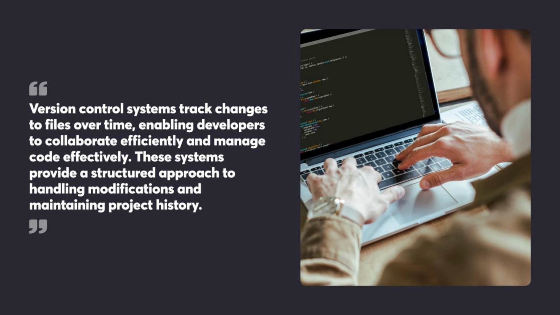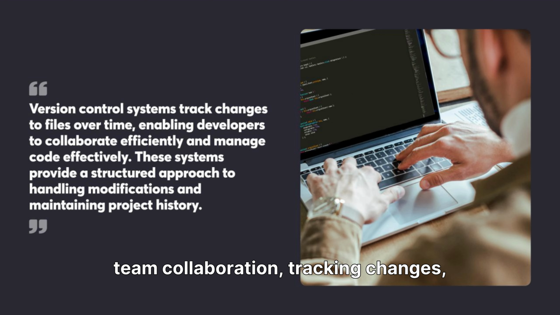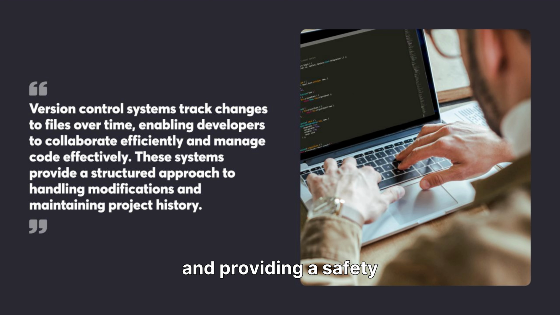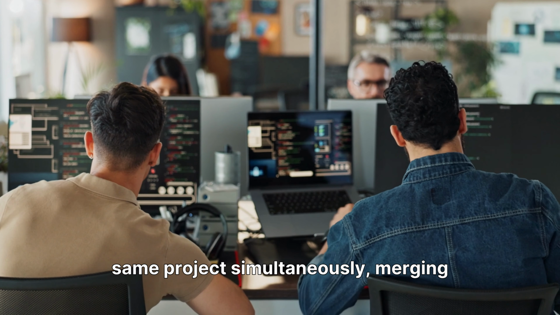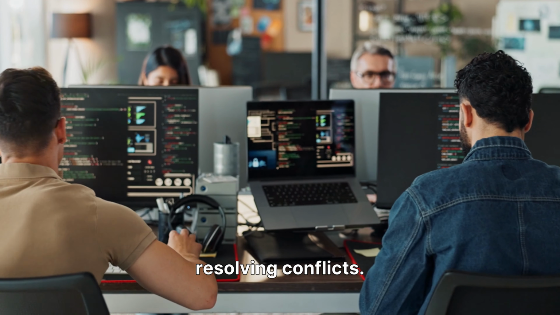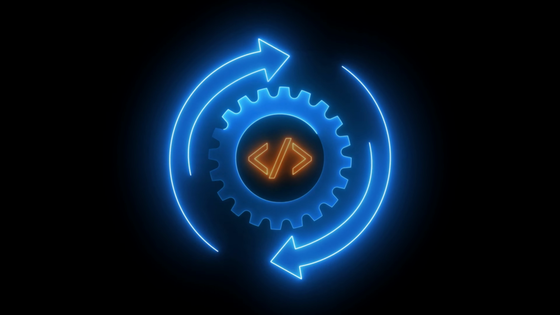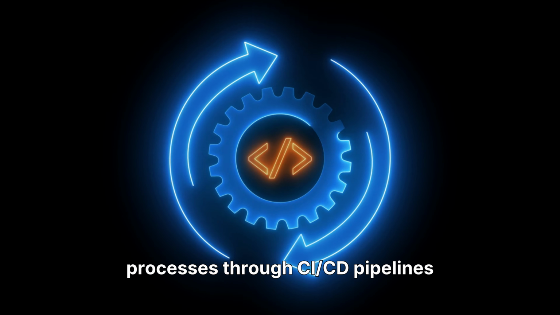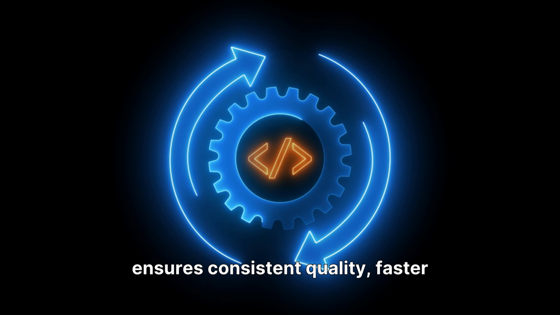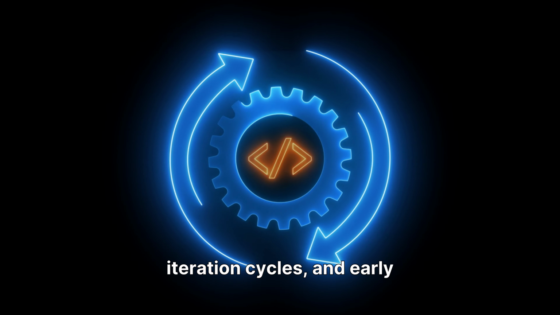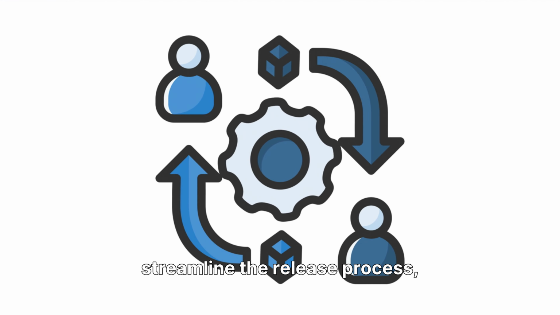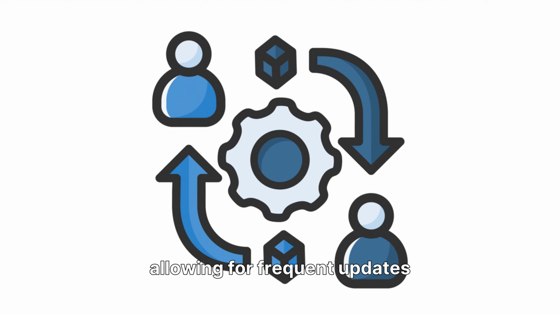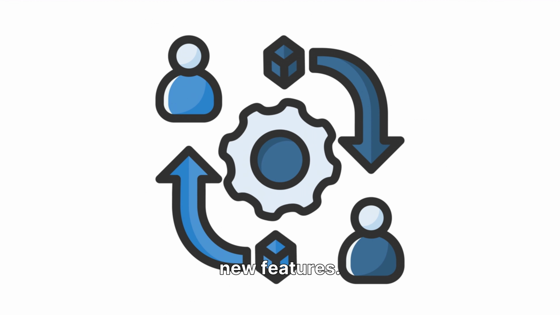Version control systems like Git are indispensable for team collaboration, tracking changes, and providing a safety net for disaster recovery. Git allows multiple developers to work on the same project simultaneously, merging their changes efficiently and resolving conflicts. Automating build and testing processes through CI/CD pipelines ensures consistent quality, faster iteration cycles, and early detection of issues. Continuous integration and delivery streamline the release process, allowing for frequent updates and rapid deployment of new features.